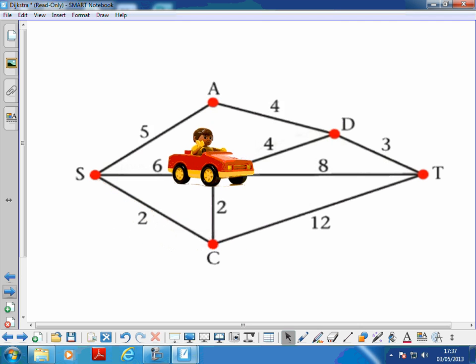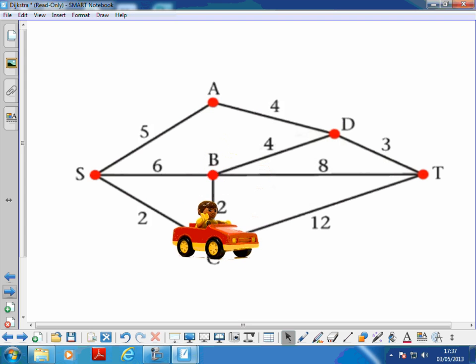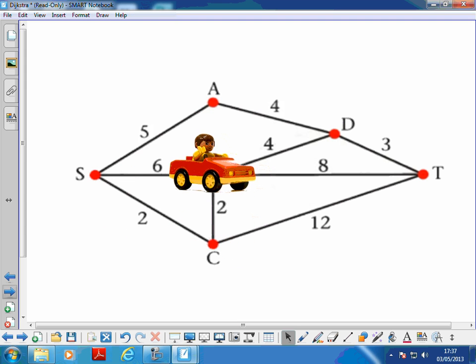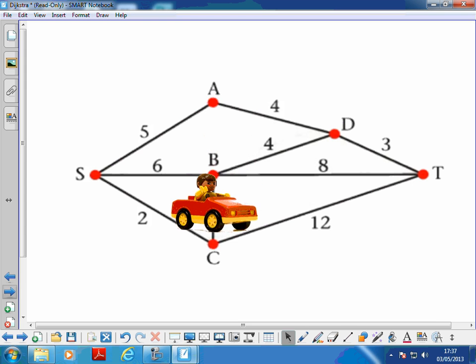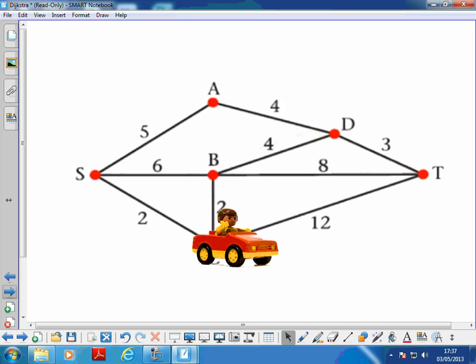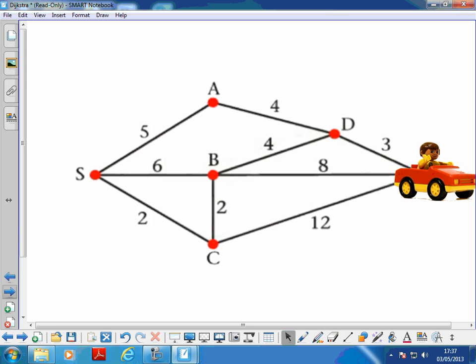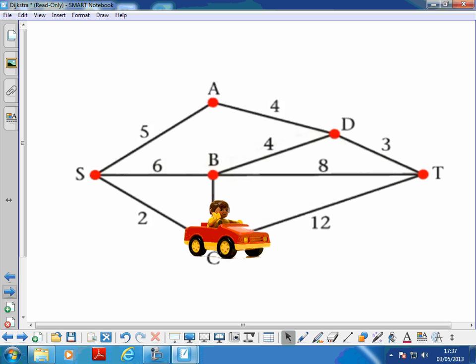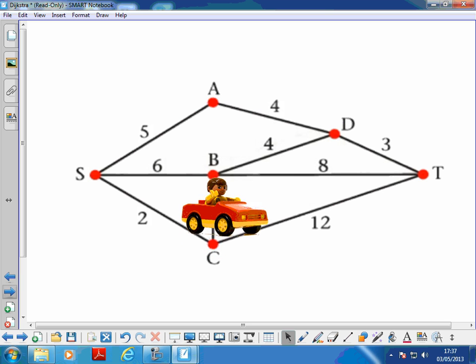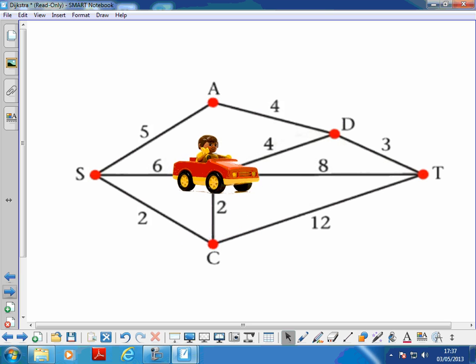Now, a minute ago we were remembering 6 because we knew we could get to B at a distance of 6. We've now discovered that actually we can get there at a distance of 4. So we're going to stop remembering 6 and start remembering 4. We could also go from C all the way to T. So actually we now know that we could get to T with a distance of 14. So we'll remember 14. That might be the shortest one possible. So far, the smallest thing that we're remembering is a 4.